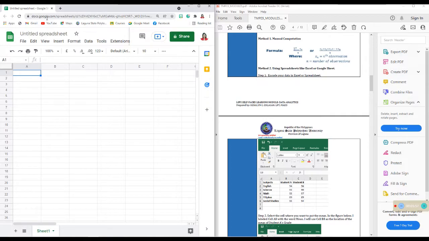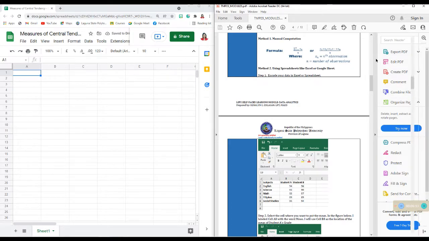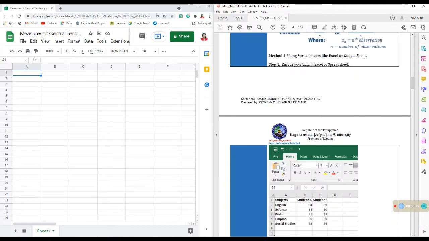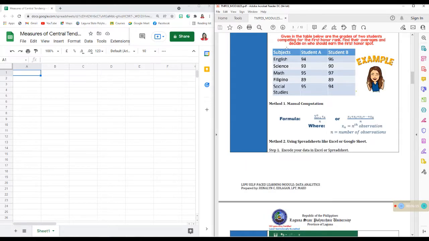I prepared here a blank spreadsheet. So, pangalanan natin siya. This is for the measures of central tendency. Now, let's compute for the mean. So, sabi, encode your data in Excel or spreadsheet. So, encode natin tong nasa table na to.